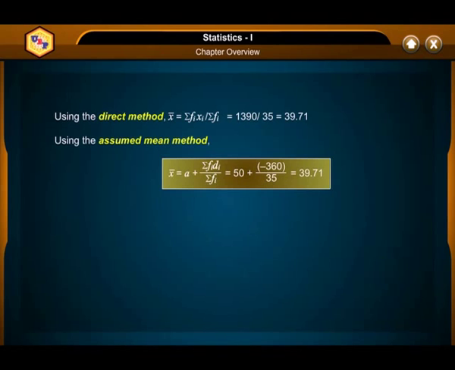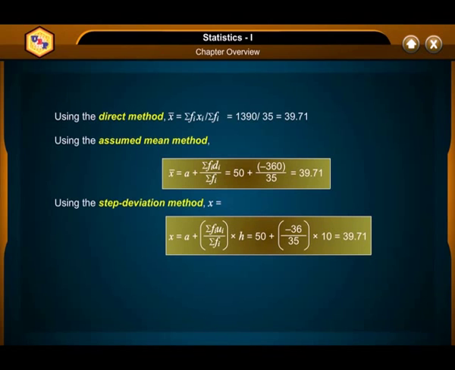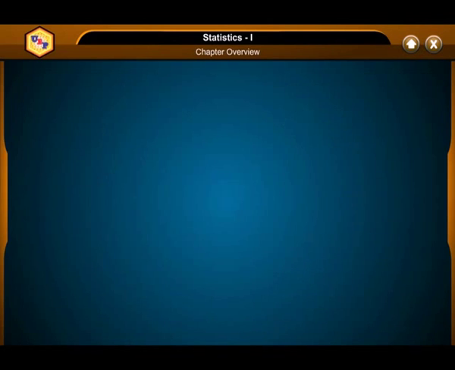Using the assumed mean method, x bar is equal to a plus sigma fidi upon sigma fi equal to 50 plus minus 360 upon 35 equal to 39.71. Using the step deviation method, x bar is equal to a plus sigma fiui upon sigma fi into h equal to 50 plus minus 36 upon 35 into 10 equal to 39.71.